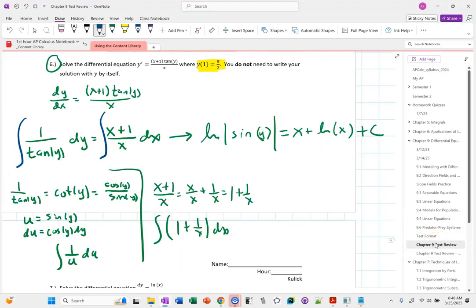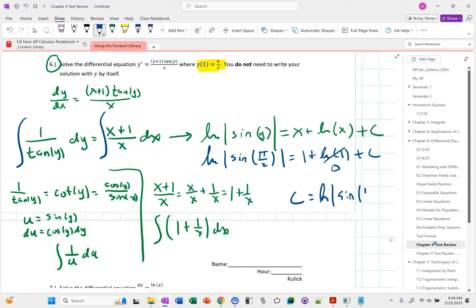Good job, Mr. Kulik. All right, so what we would do, we just plug some stuff in now. Natural log, sine of pi over 2 equals 1 plus natural log 1 plus c. And the natural log of 1 we know is just 0. So c should be the natural log absolute value sine of pi over 2 minus 1. And that'll be good enough, I think, right?